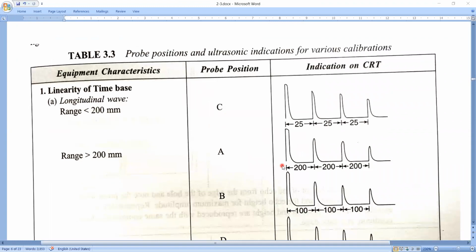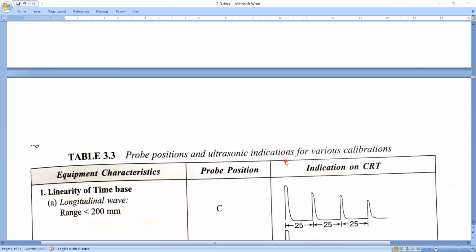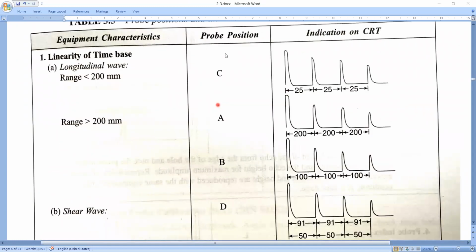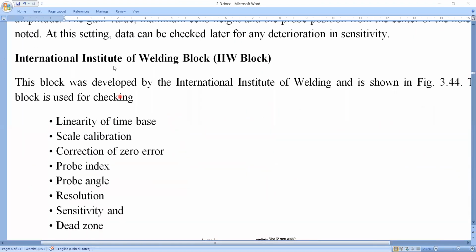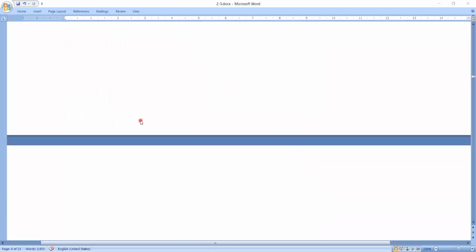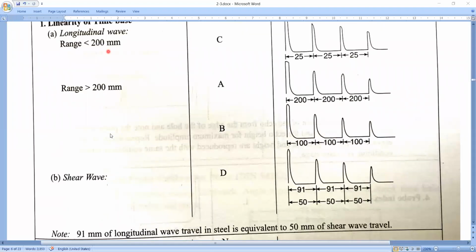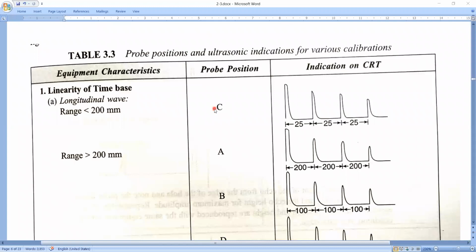This table gives the different things related to this international block. See this, this is the probe position. First one: equipment characteristics, probe position, and indication on the CRT. These are obtained from the International Institute of Welding block, for longitudinal waves and for shear waves. Now what is the scanning? Thickness is more than 200 mm. This is the probe position. This is the CRT display.